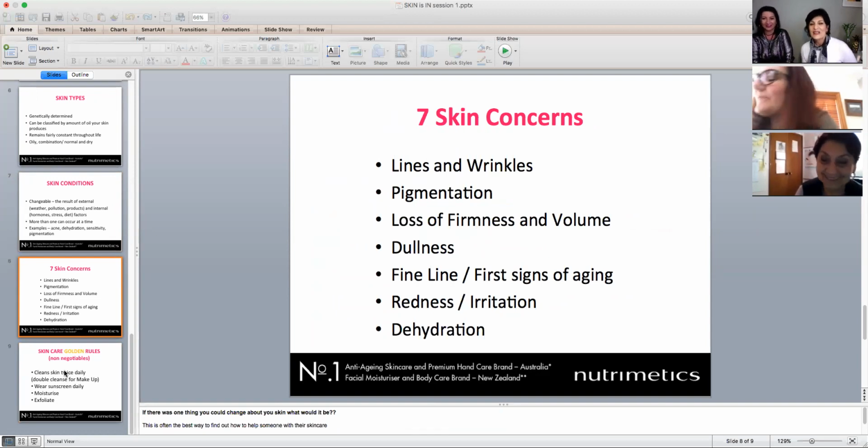That's it, Helen. So lines and wrinkles, pigmentation is a very big one. The loss of firmness and volume, dullness, fine lines, first signs of aging, redness and irritation, and dehydration. So when we're talking to our customers, if you were to ask a customer, what are some of your concerns? What's one thing that would make the biggest difference? For some people, tackling everything is too much.